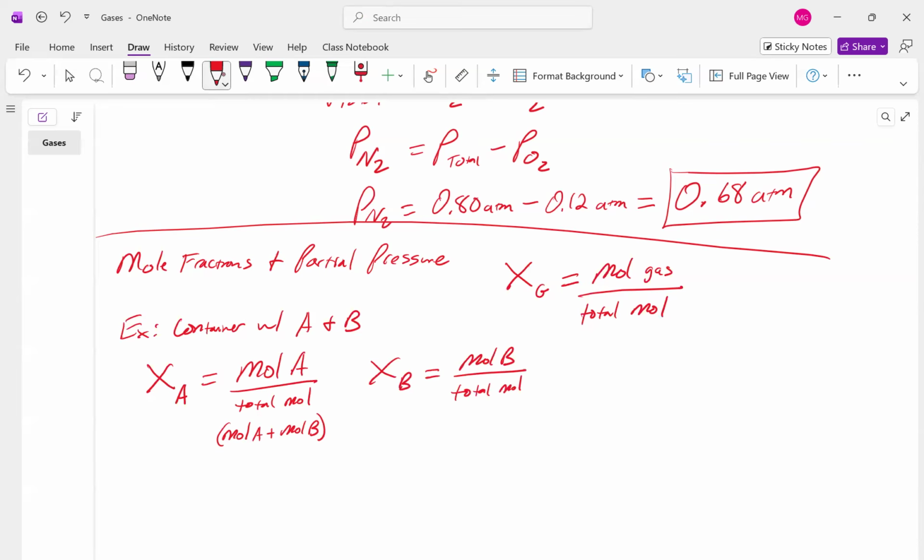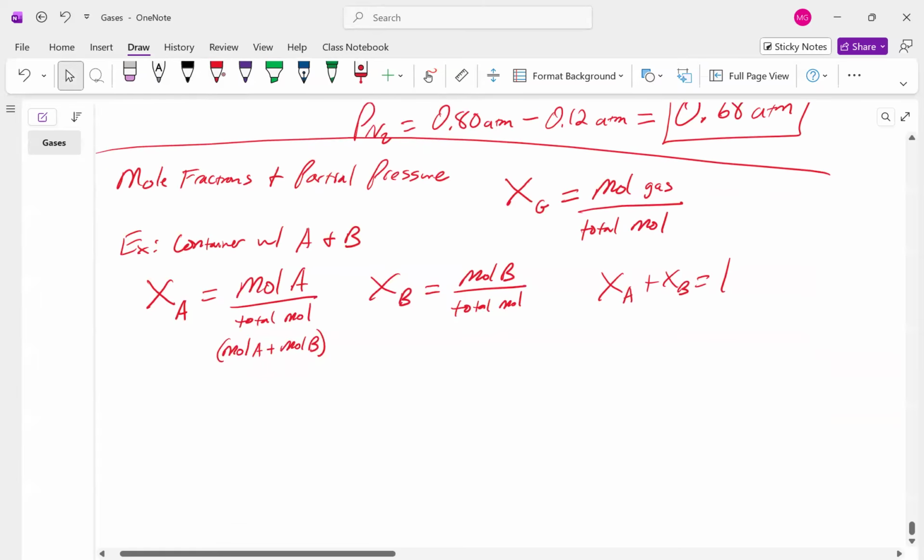And here's the thing you can always check your answer with. If I have a mixture that's just two gases, the mole fractions of each should add up to 1. If I have three gases, A, B, and C, then the mole fractions of A, B, and C should all add up to 1.